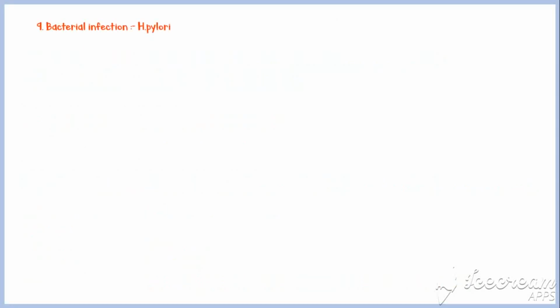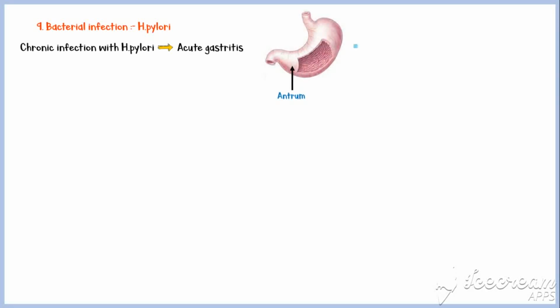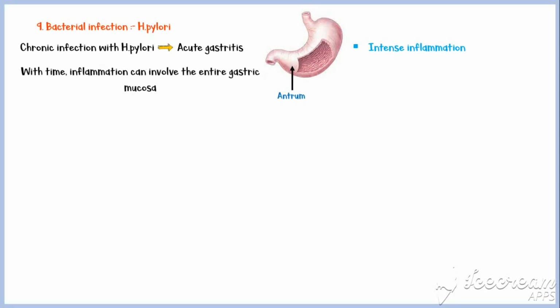Bacterial infection, especially with Helicobacter pylori, is another cause of acute gastritis. Chronic infection with Helicobacter pylori leads to the development of acute gastritis, typically starting in the antrum, causing intense inflammation. With time, inflammation can involve the entire gastric mucosa, resulting in chronic gastritis.